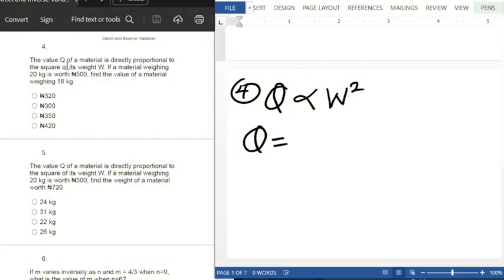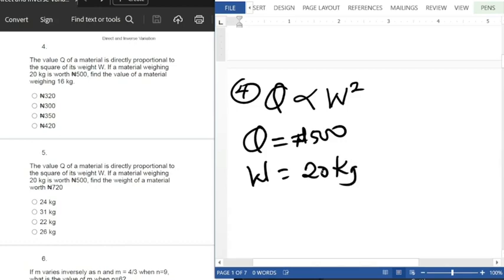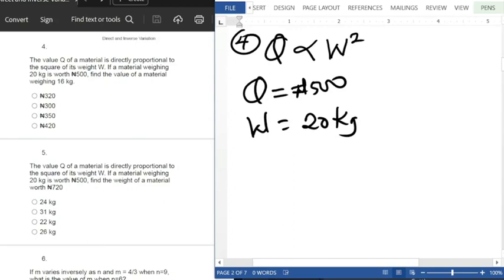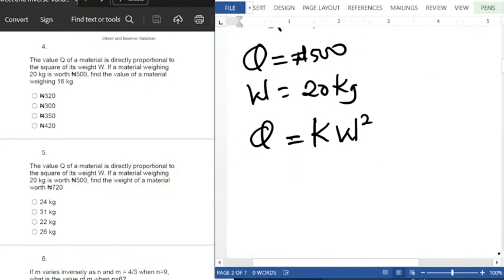So you have to be very careful. The value is talking about the naira value. So that means Q is 500 naira and the weight is 20 kilogram. Hope you can see that. The question is find the value of a material weighing 16 kilogram. Before that, you must first of all get your constant here. So we have to change this to an equation. That is going to be Q equals K W squared. With that, whether you're asked to find the relationship or not, you must get your relationship first.